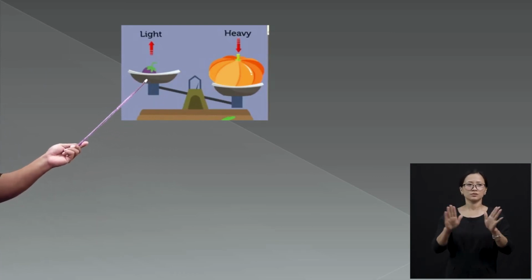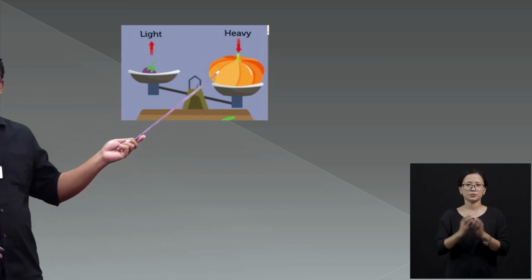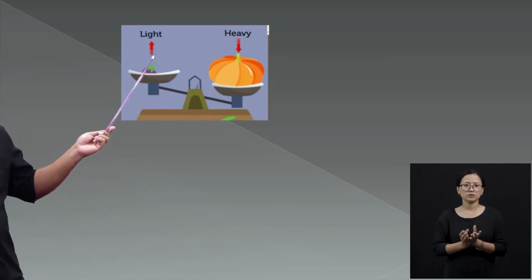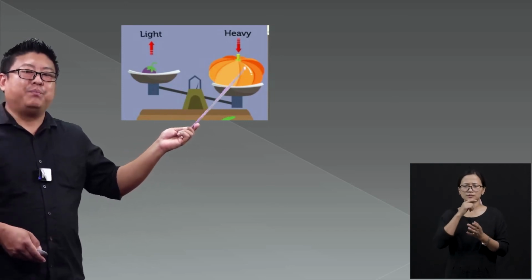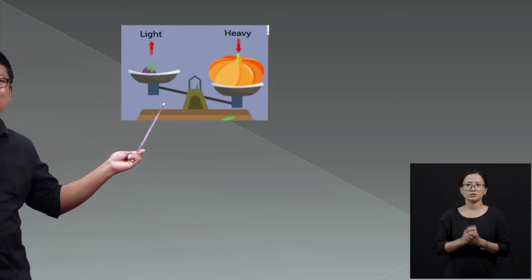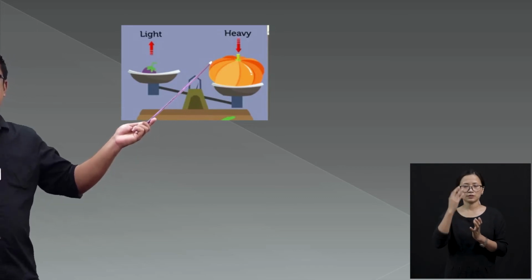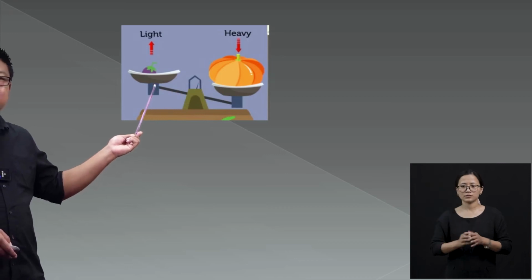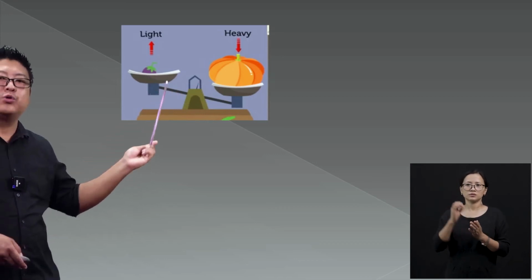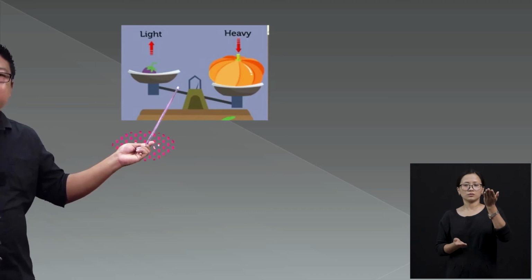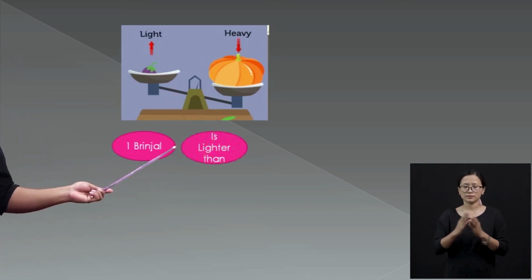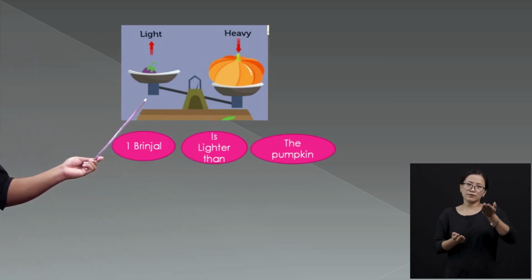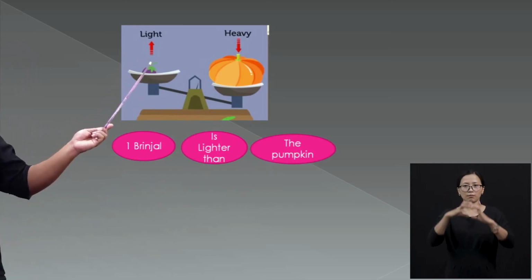Now, let's look at another example. We have one brinjal and one pumpkin here. But you can see that the brinjal is small and very light, right? And the pumpkin is big and very heavy. So you can see the scale towards the pumpkin goes down, and the scale where the brinjal is goes up, because one brinjal is lighter than the pumpkin, right? So the scale goes up towards the brinjal side.